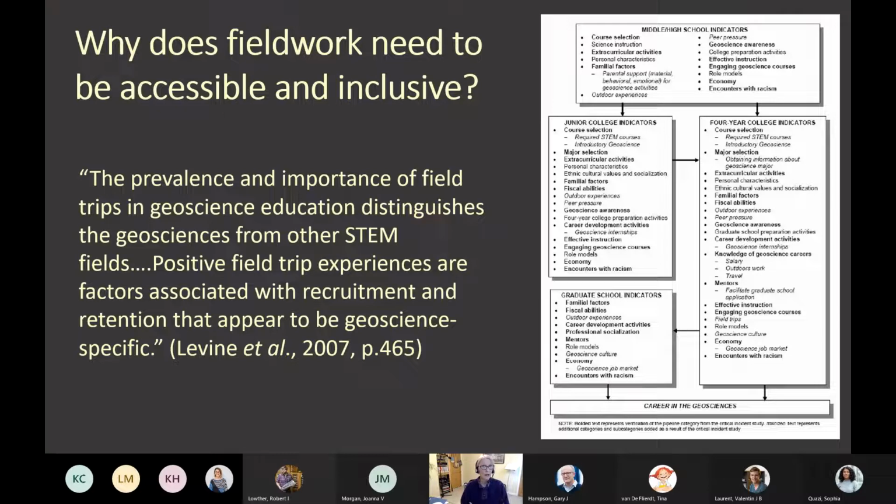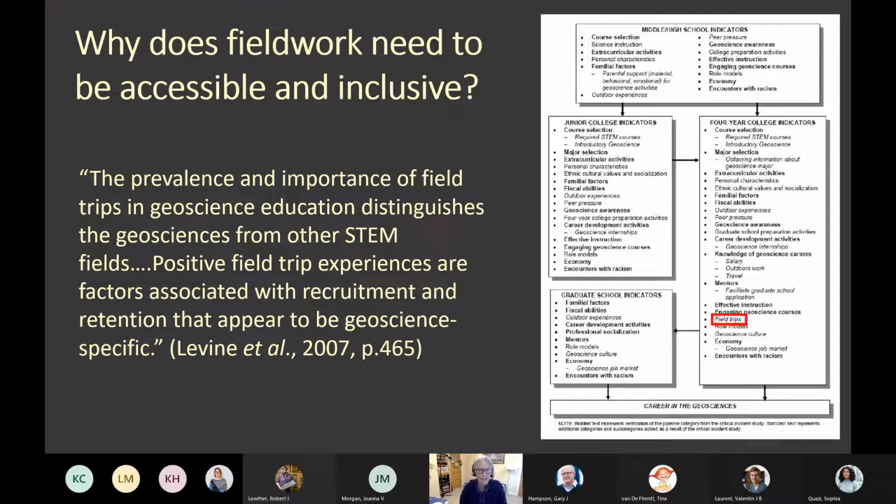So at the level that we're working at university, what we're looking to do is encourage more students into undergraduate geoscience programmes. And there was a really interesting study done by Levine et al. published in 2007 in the Journal of Geoscience Education, which was a critical incident analysis based on interviews with a range of professional geoscientists that tried to identify the very broad range of factors that can influence the recruitment and retention of students into this geoscience pipeline.